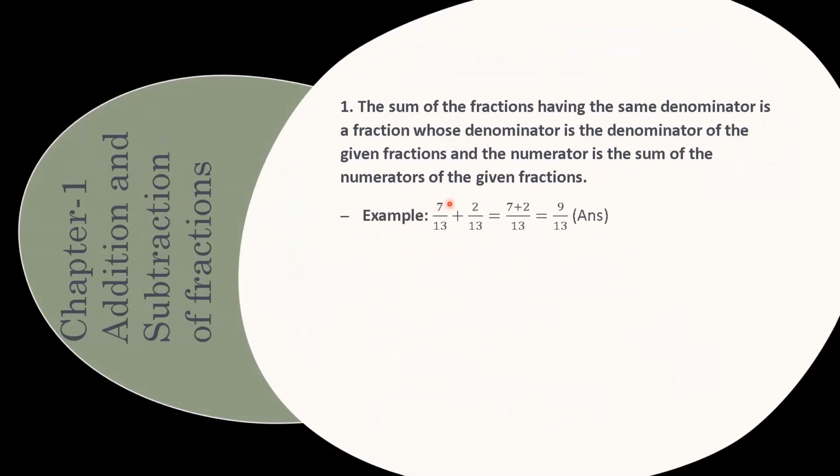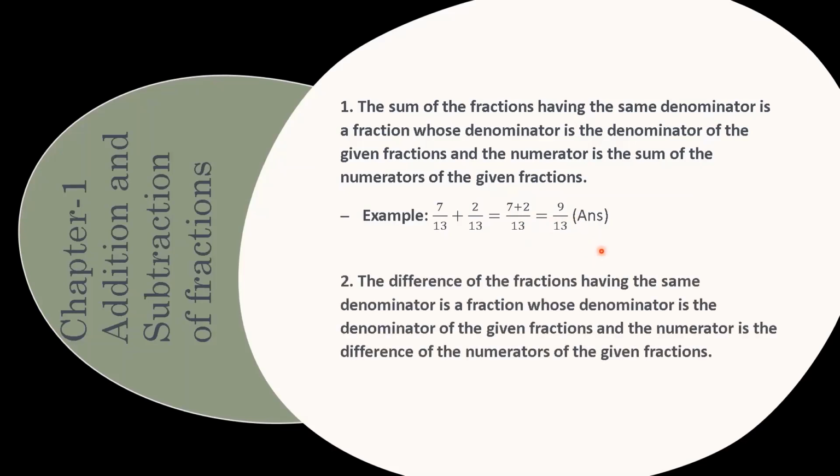7 divided by 13 plus 2 divided by 13. So the denominator is the same. So if we do the LCM, 13 will be the LCM. In here it is written. And after that, 7 plus 2, and we will get 9 divided by 13. So this is the addition of fractions.